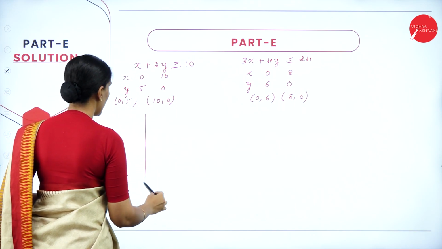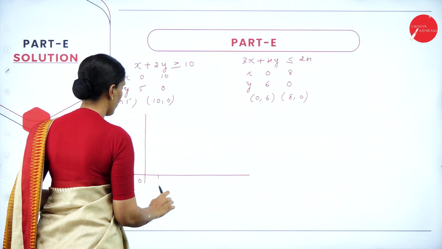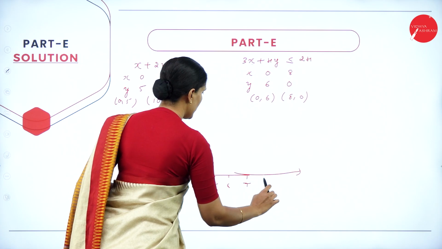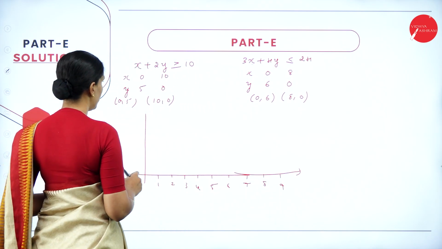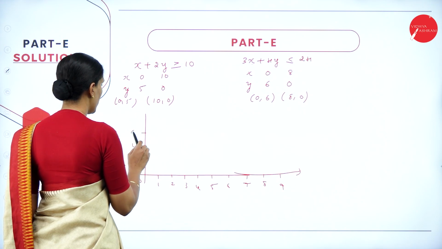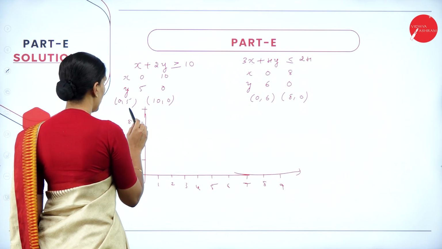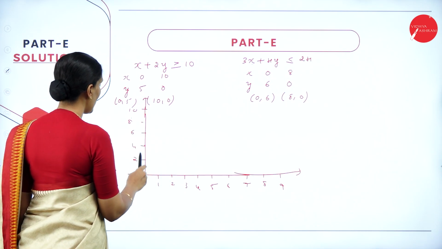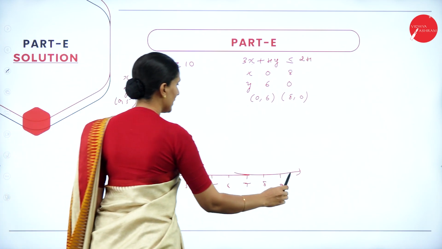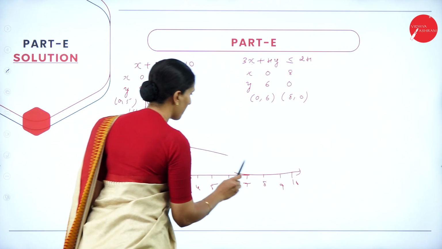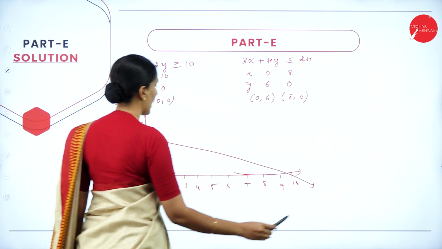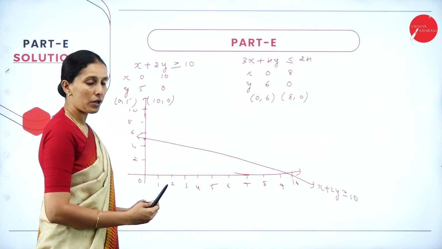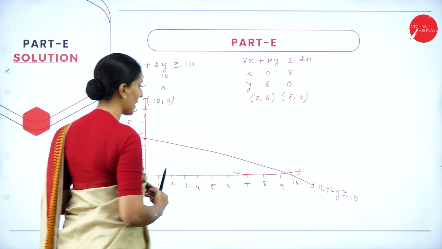So clearly if we plot on the x and y axes, taking 1, 2, 3, 4, 5, 6, 7, 8, 9 and here I'll take this in the form of 2, 4, 6, 8, 10. If we plot this on the graph, the first point is (0, 5) and the second point is (10, 0). So we'll get a line, the equation of which is x plus 2y greater than or equal to 10. Greater than or equal to 10 means obviously the solution region of this line will be above the line.